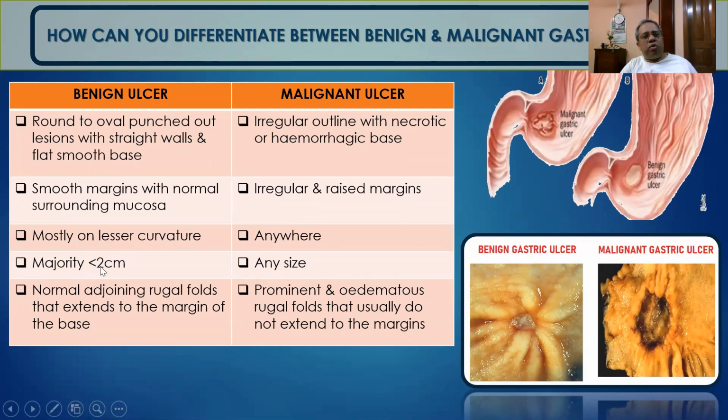The majority of benign ulcers are less than 2 cm, but a malignant ulcer can be any size. With a bigger ulcer, the chance of malignancy is higher. In benign ulcers, normal adjoining rugal folds extend to the margin of the base. In malignant ulcers, prominent and edematous rugal folds usually do not extend to the margins. Look at the picture: this is a malignant ulcer, irregular in outline. And this is a benign gastric ulcer, smooth in outline.